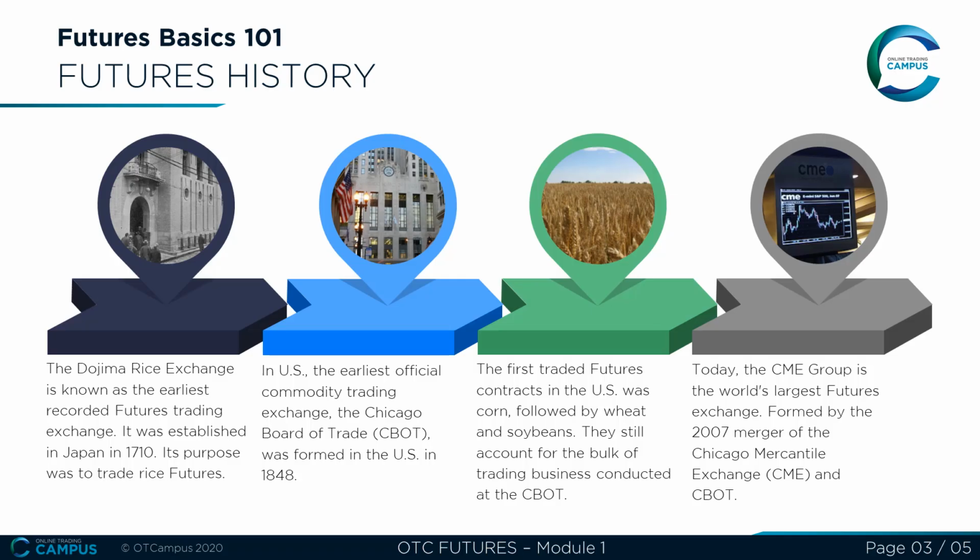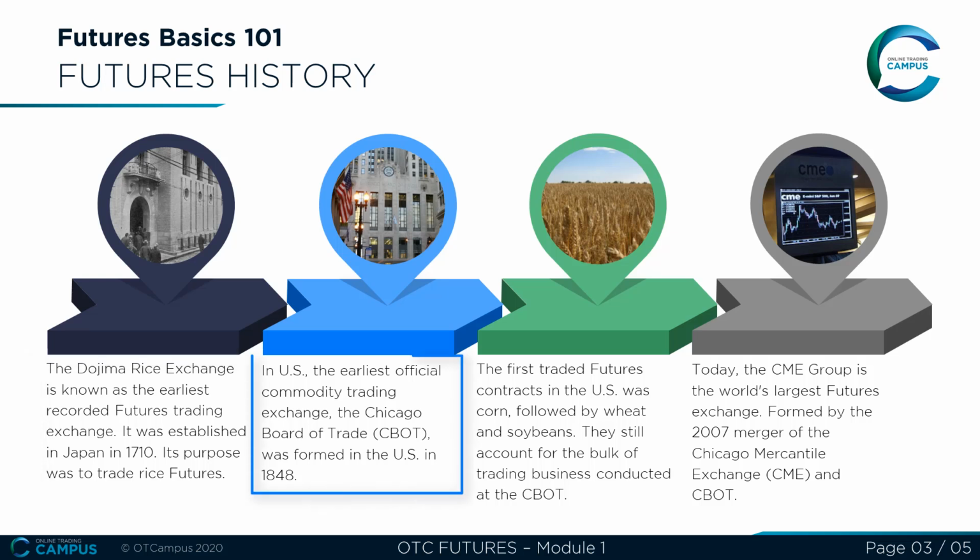Let's briefly talk history. The earliest recognized futures trading exchange is the Dojima Rice Exchange, established in 1710 in Japan for the purpose of trading rice futures. Western commodity futures markets started trading in England during the 16th century, but the first official commodity trading exchange in England, the London Metal Exchange, was not established until 1877.